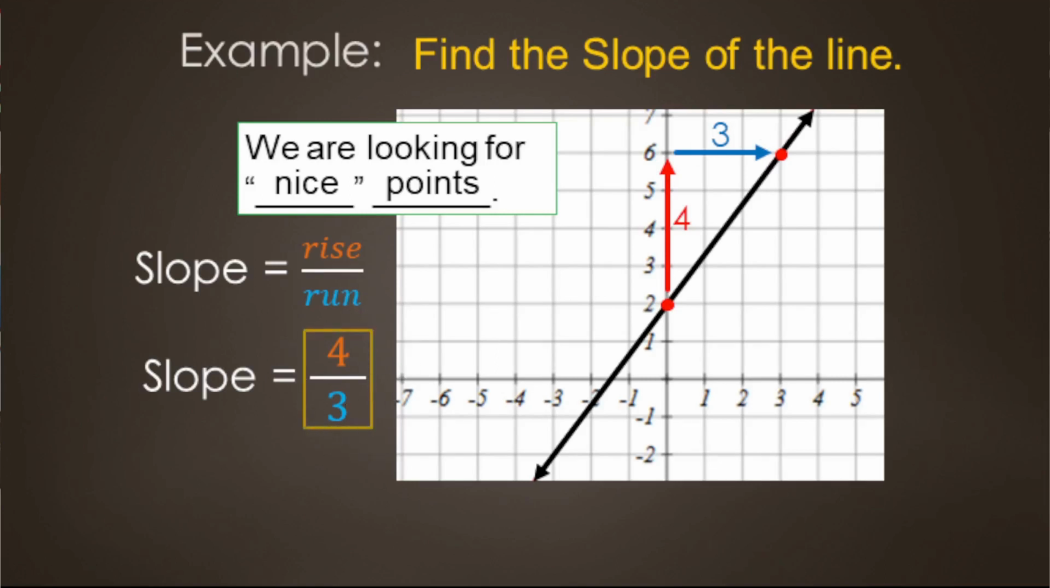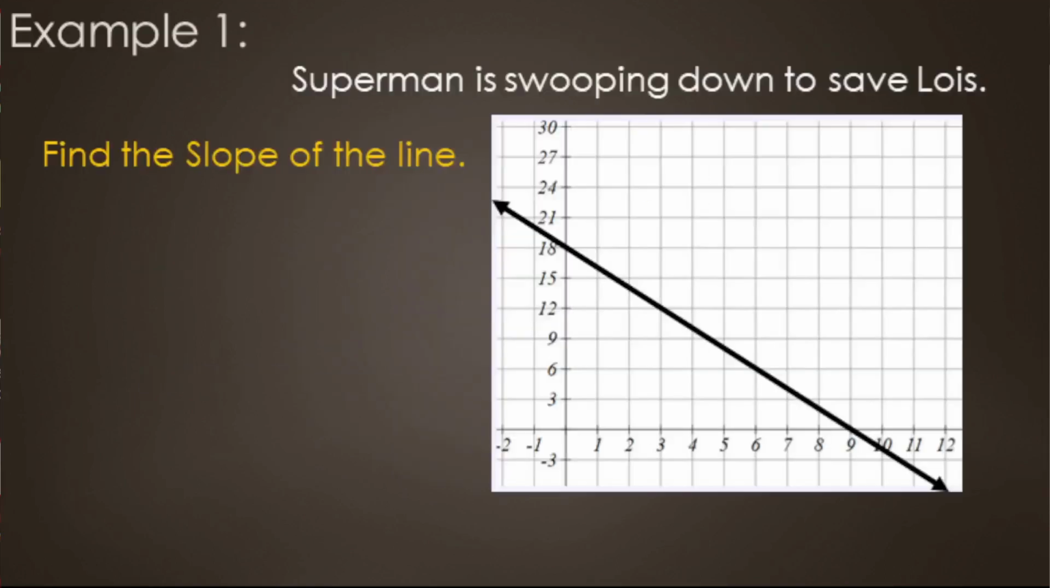Don't change it to a mixed number or anything like that. Don't do 1 1/3. Slope is supposed to be just a fraction, not a mixed number. Let's have you go ahead and try this one out on your own. So pause the video, then come on back, see how you did.